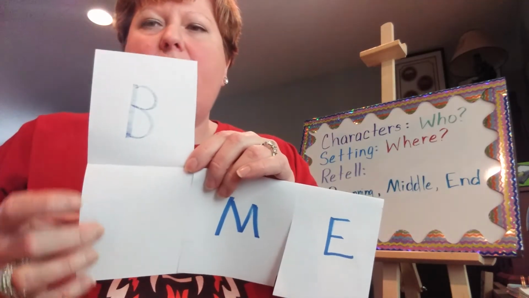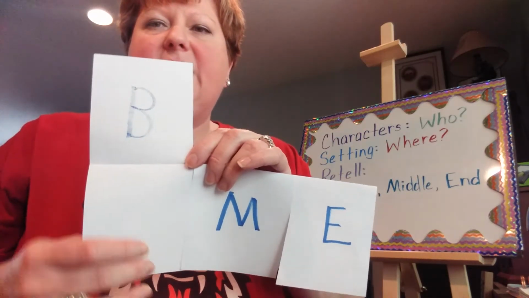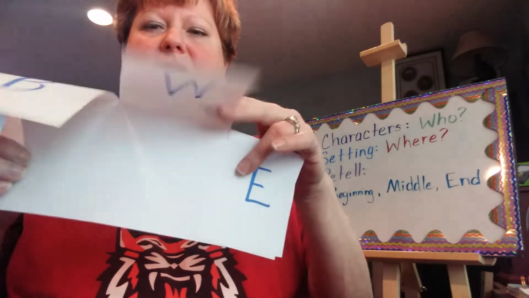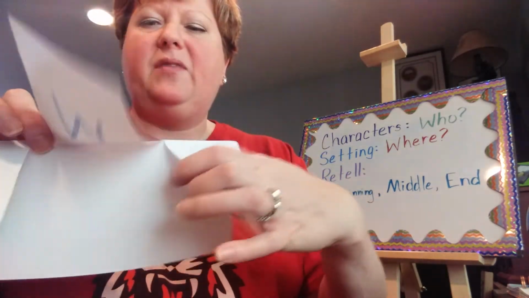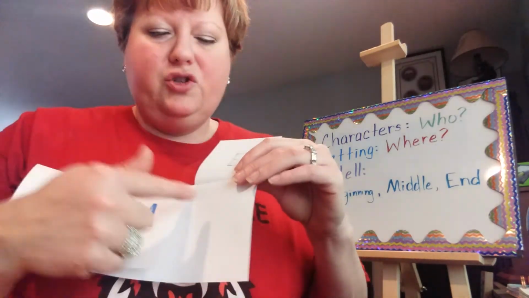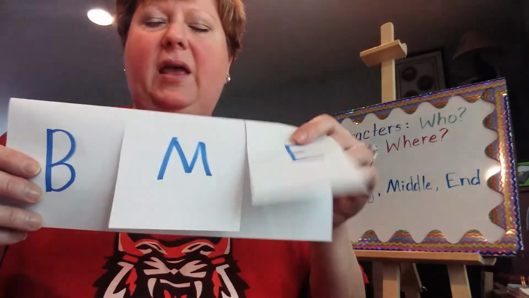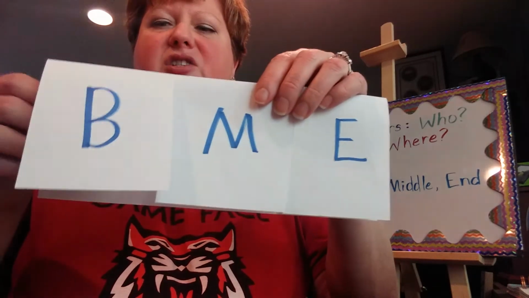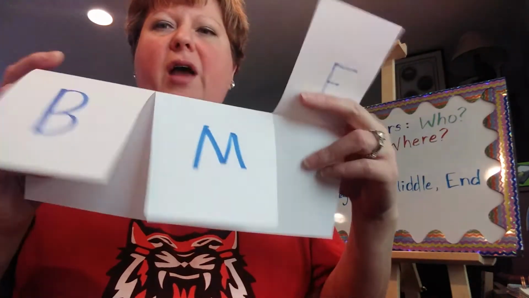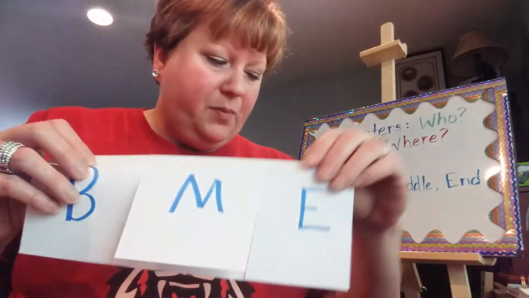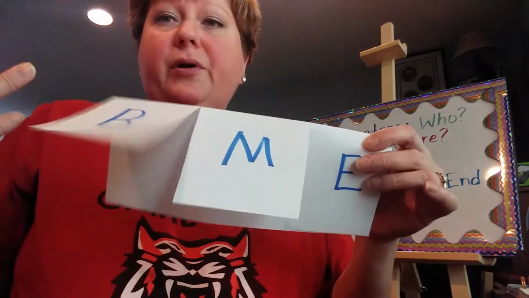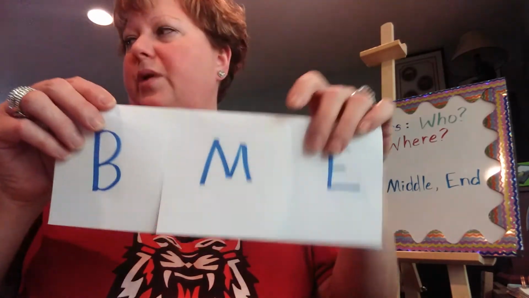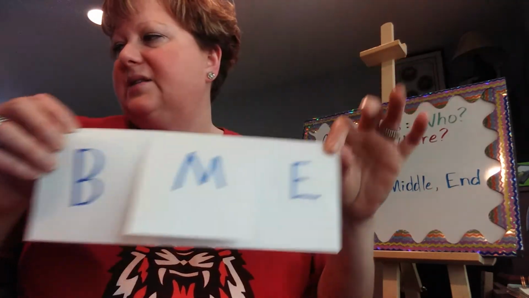Here, you could draw a picture, and you could write a sentence about something that happened in the beginning. Here, you can draw a picture, write a sentence about one thing that happened in the middle. Here, draw a picture, write one thing that happened in the end. Okay, so that's just a very simple, you do not have to have copy paper. You can use construction paper. You can use notebook paper, any kind of paper that you would work for this, okay?